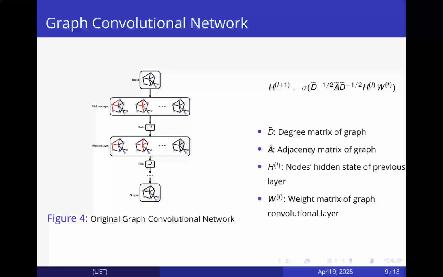The core idea behind GCN is to aggregate information from a node's neighbors. Each node updates its representation by combining its own features with the features of its neighbors. Let's look at the diagram on the slide. You can see a graph where each node passes messages to its neighbors. After several layers of aggregation, the final output represents the learned embedding for each node.